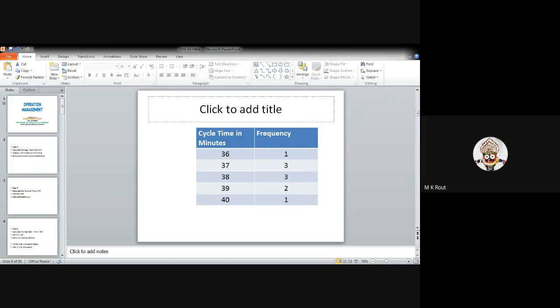Pritish Raut, are you there? Yes, sir. What is the answer for cycle time? 37.9, sir. Who told 37.9? That is the correct answer. 37.9 is the correct answer.